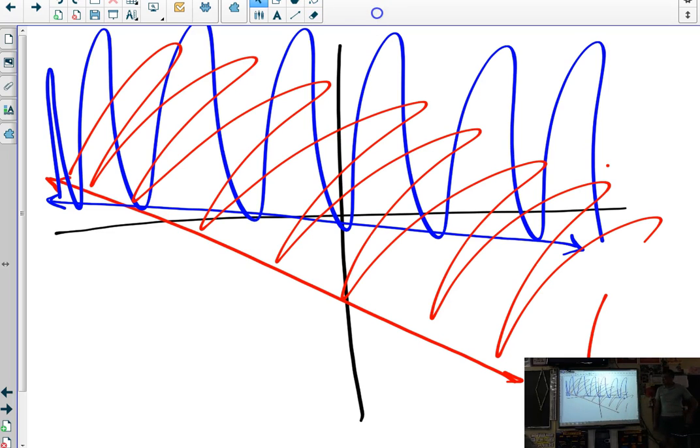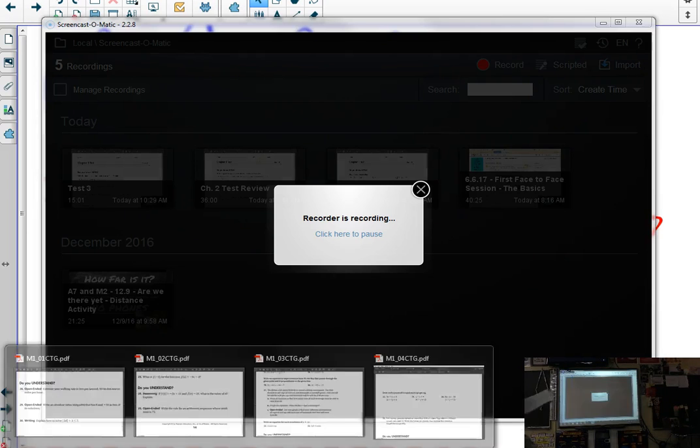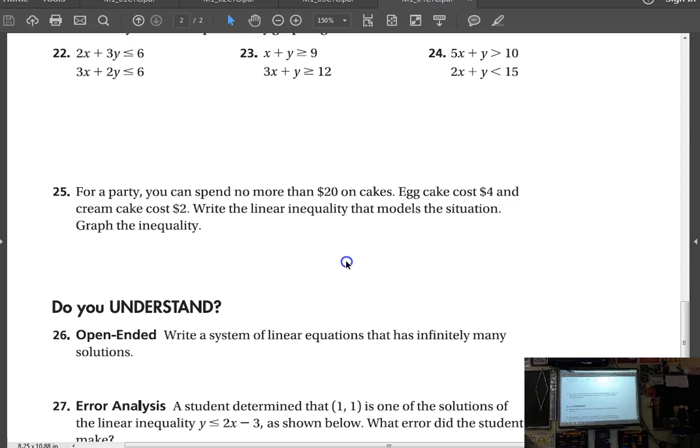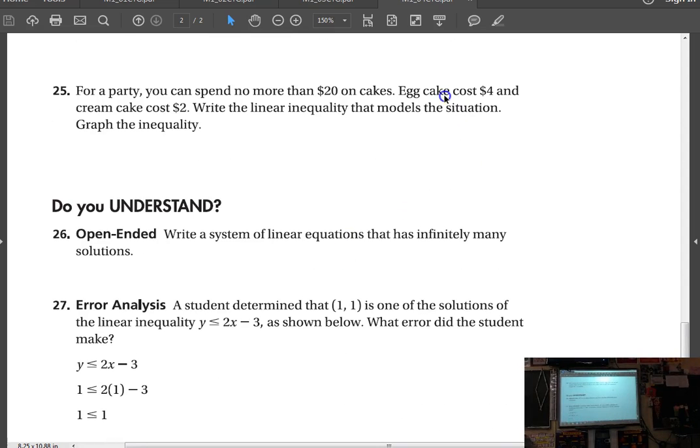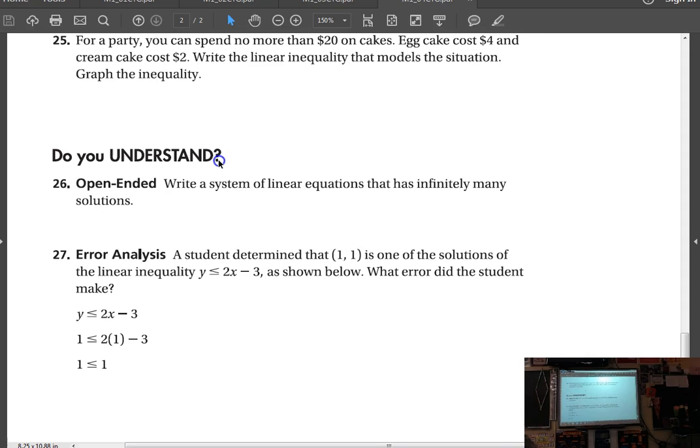Any other questions about graphing these? Really try to get them in slope-intercept form, which is the easiest way to do it. If you need graph paper, I'd grab some now. I've got tons of graph paper, so feel free to take a bunch and just stick it in your binder. So this is like your pies and cakes example that I gave you earlier, except it's egg cake and cream cake. Same thing though. You have $20 to spend instead of 100.